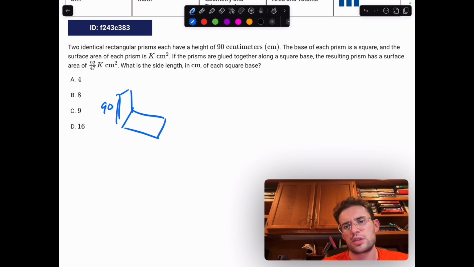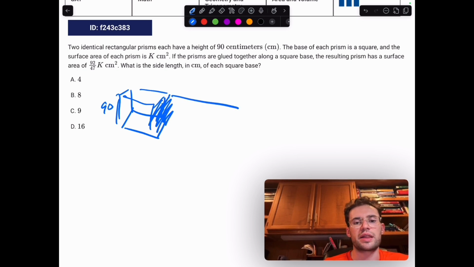If the prisms are glued together along a square base, the resulting prism has a surface area of 92 over 47 k centimeters squared. So the reason for that is if you glue them together along this base, you lose the area of that side for both shapes, right? So a rectangular prism usually will have 6 faces. So each of them has their own 6 faces, and those will all still be showing and still be part of the surface area, except for this one and this one. So basically 5 out of 6 of the originals for each shape will be showing. Because otherwise it would just be 2k, because you have the surface area of one plus the surface area of the other one, they're both k.